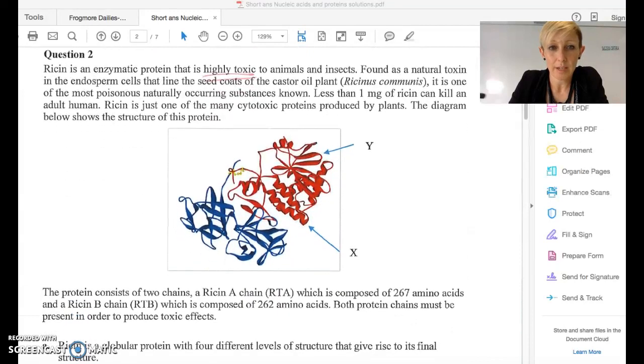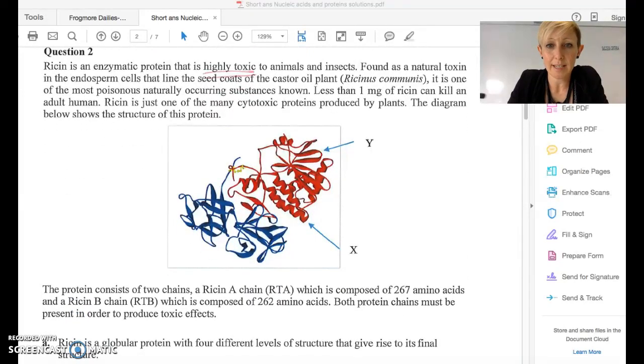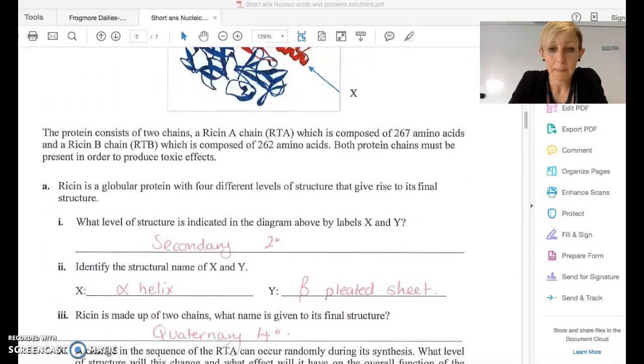Question 2 was interesting. There was a little bit of text here, and not many of you actually annotated that text. It's important to use the terms that the question used in your answer. So I wanted you to refer to ricin when appropriate, okay? And really understand that ricin is a toxin and it's a protein, and this is the structure of that protein, and show your understanding of those ideas in your answer.